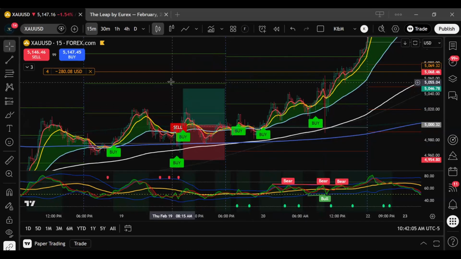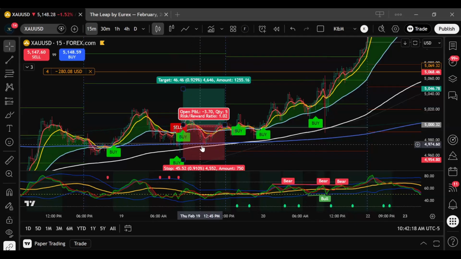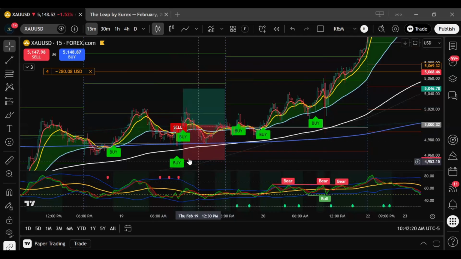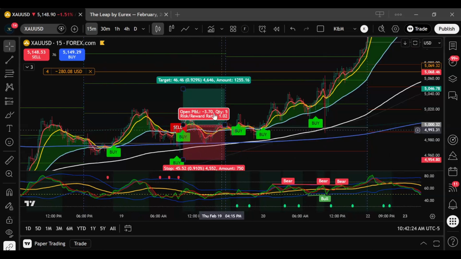If you use this ADR as your target, give it a few more, about another hour or so, it would have came and hit that here. So you got to keep that in mind. Don't jump out of your trade early because it's bouncing up and down. Your stop loss is your stop loss. It's either got to come and make a whole new low of the day or it ain't.